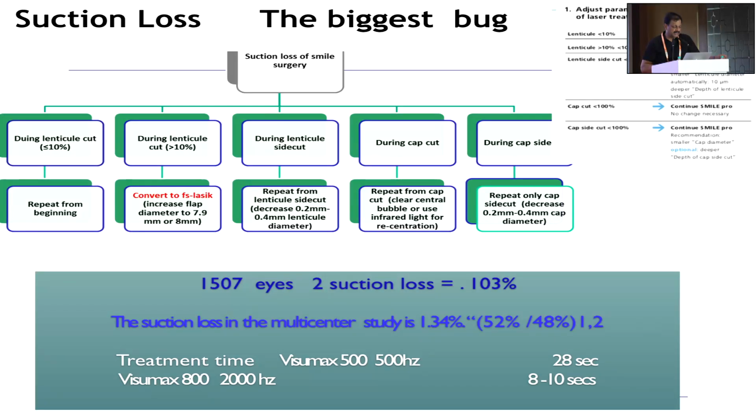So we all know that the biggest bug is the suction loss in all these procedures, and we always have this frame fitted into a mindset where we essentially want that most of the suction loss should occur once you have a lenticule side cut. But what if it occurs before that? So essentially, if the suction duration is close to 8 seconds, gone are those days where we actually need to convert the cap to a flap.